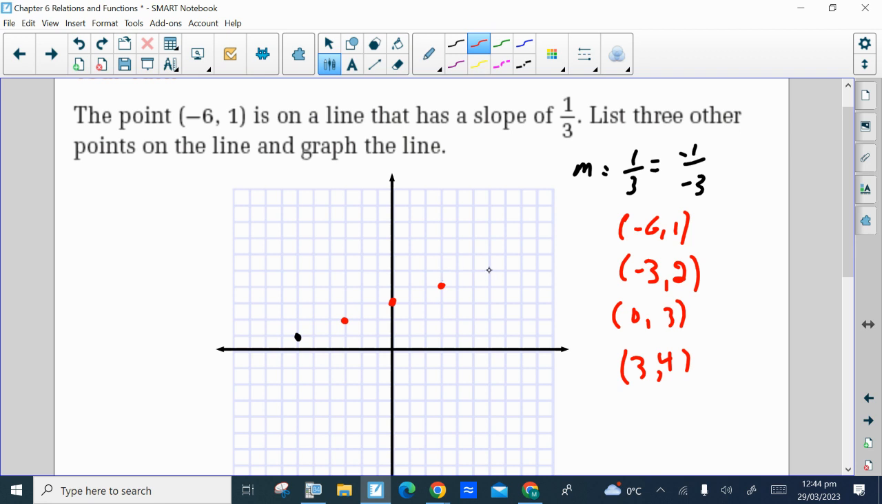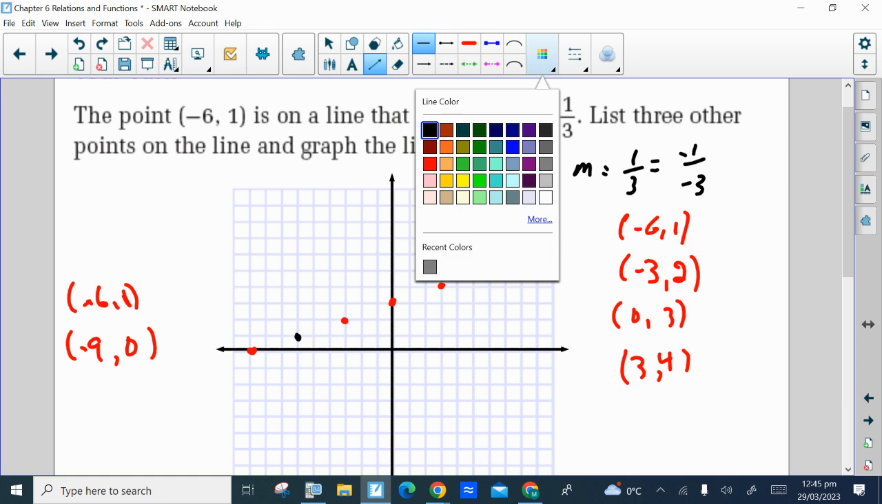And we can continue. Rise another 1, run another 3. Rise another 1, run another 3. Or, as we said, you can also rise -1 and run -3, which means you go down 1 and you go 3 to the left. So that's that point right there. So from the point -6, 1, if you rise -1, you're going to go down 1. So the y value of 1 becomes 0. And you're going to run -3, go 3 to the left. From -6, if you go 3 to the left, you're at -9. -9, 0. All those points line up. So we can be fairly confident that we've done things correctly.